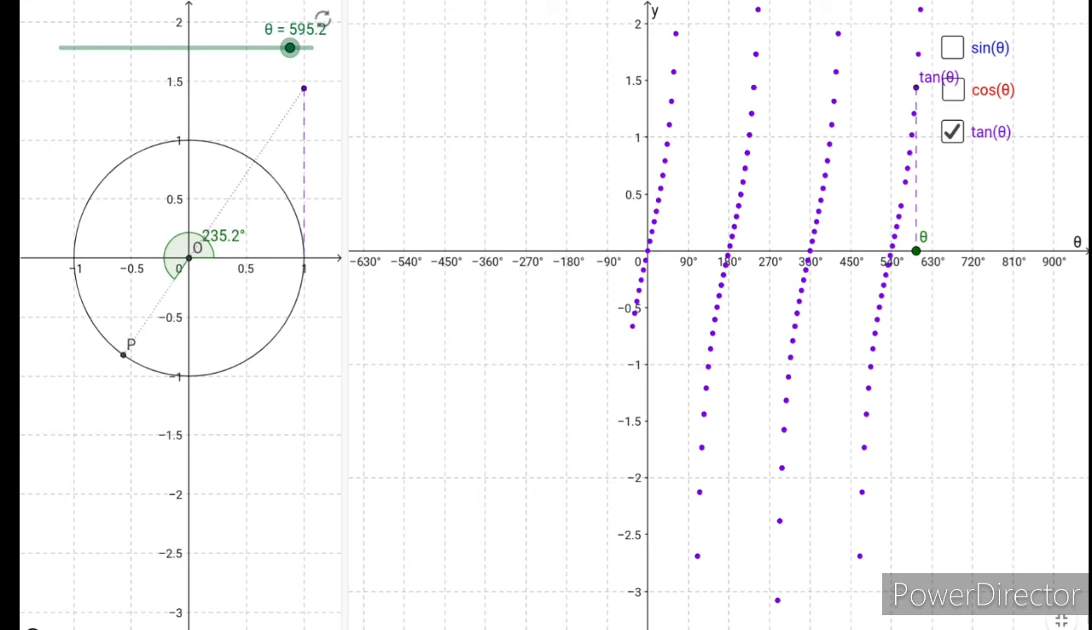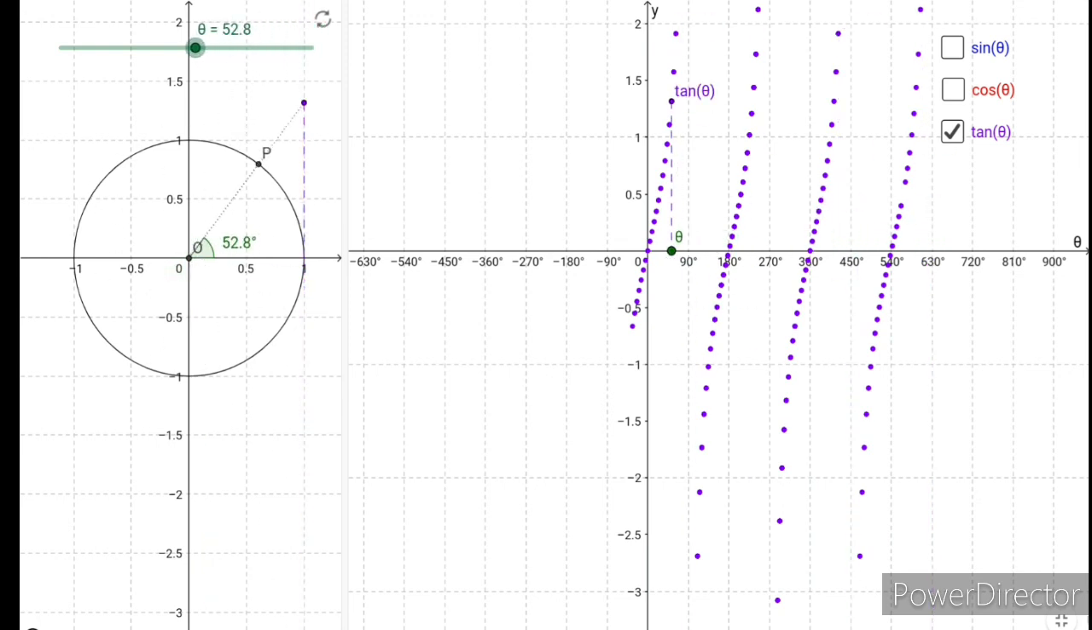So if I ask you what is the minimum value and maximum value of tan theta, it is undefined. We can't say. The maximum value goes towards infinity, whereas the minimum value goes towards minus infinity. We can say that there are no minimum and maximum values for tan theta because it can take any value on the real line.